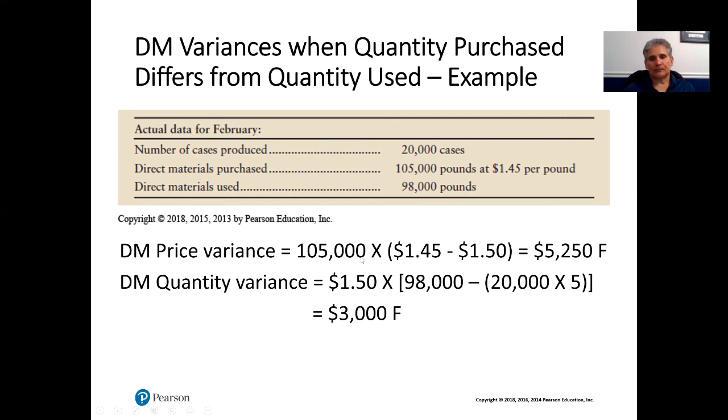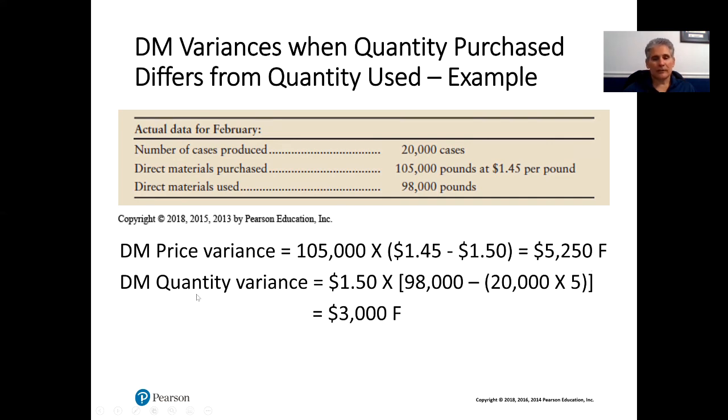105,000 pounds, multiplied by $1.45 per pound minus the $1.50 per pound. The $1.50 was the standard price. Here's what our actual price is. This is the formula that we learned before for the direct materials price variance. You can flip back a number of slides to see, but that's the formula. This difference multiplied by 105,000 pounds gives us a favorable variance of $5,250.